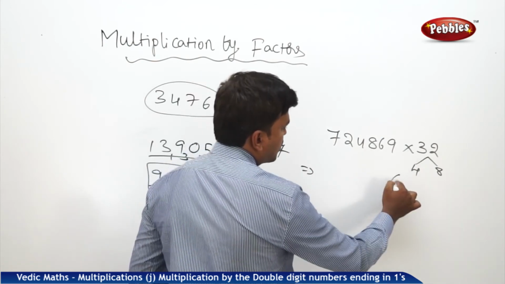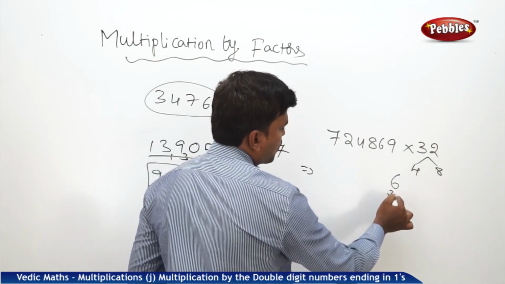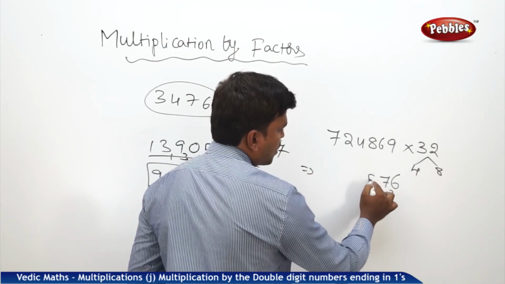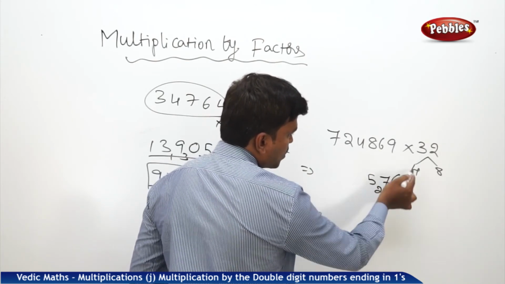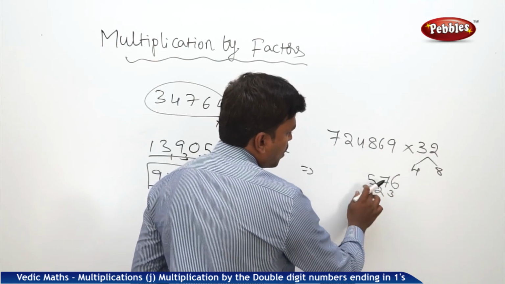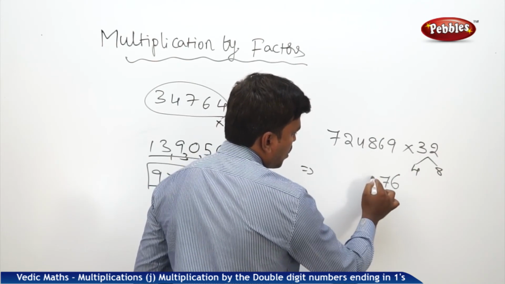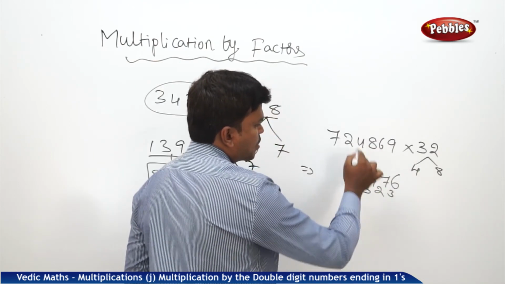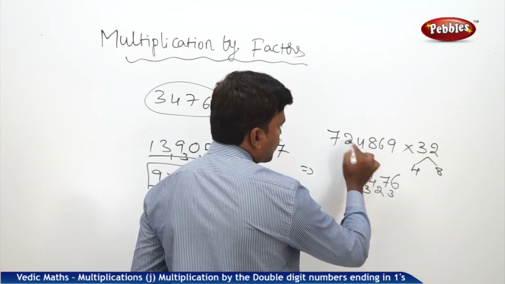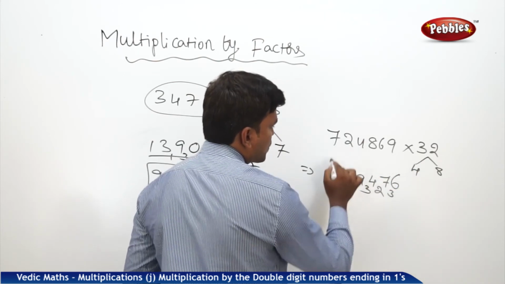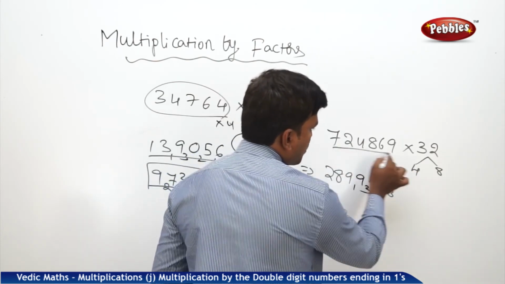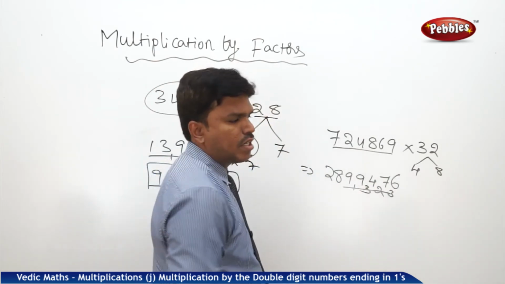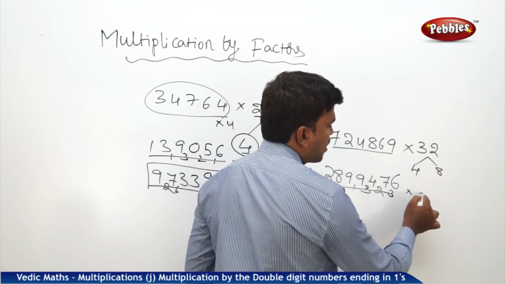So 4 9s are 36, 3 carry, 4 6s are 24 plus 3, 27, 2 carry, 4 8s are 32 plus 2, 34, 3 carry, 4 4s are 16, 16 plus 3, 19, 4 2s are 8 plus 1, 9, 4 7s are 28. If I multiply this number by 4, I got this number. But even this is not my answer. Now again multiply this number by 8.